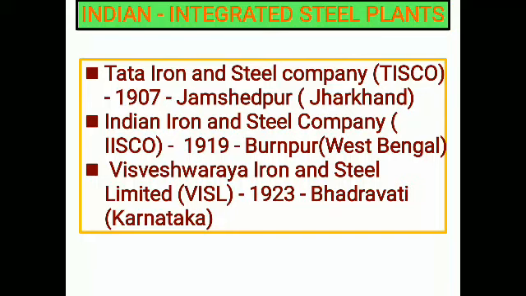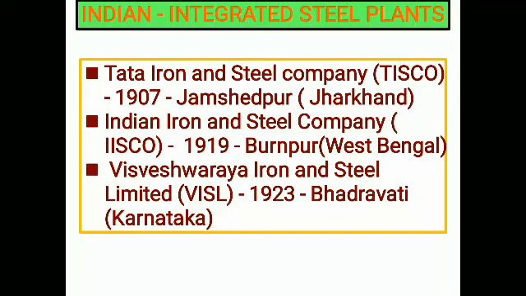So the modernization of the industry started in the year 1907 with the establishment of Tata Iron and Steel Company at Jamshedpur by late Jamshedji Tata. The second steel plant, a public sector steel plant, is the Indian Iron and Steel Company, which was set up in the year 1919 at Burnpur in West Bengal.